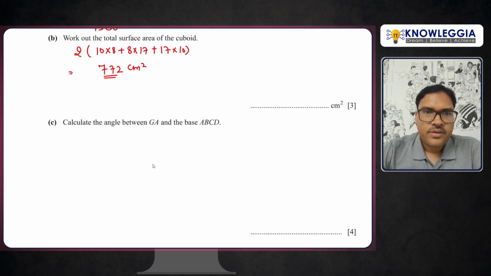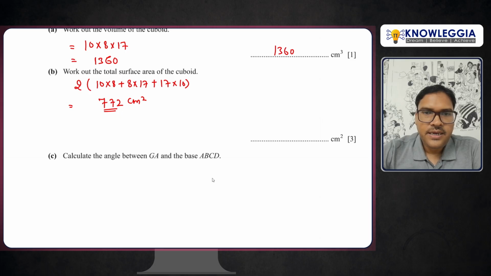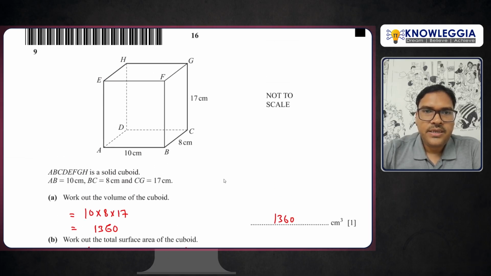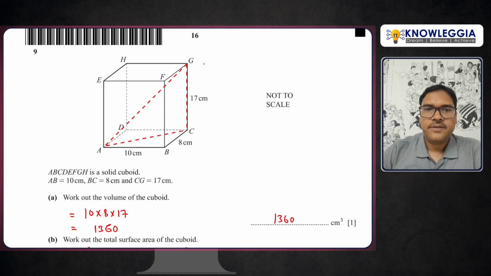Okay. Now, calculate the angle between GA and base ABCD. So now this is GA and base ABCD. You have to calculate the angle between these two. So you can clearly see this. If I join this and this, this angle is 90 degrees. Right? You can just imagine the three dimension.